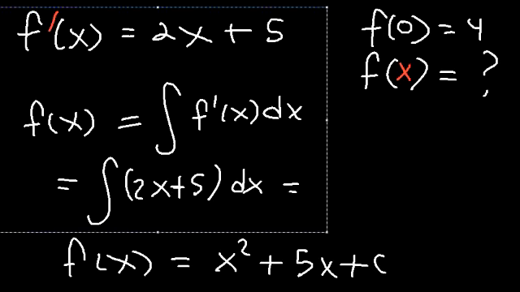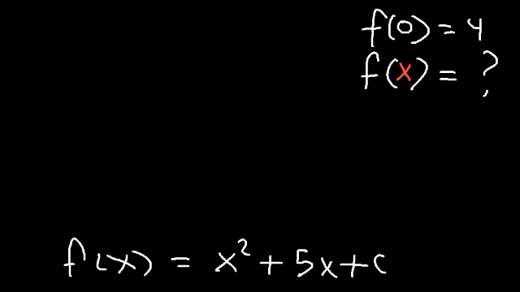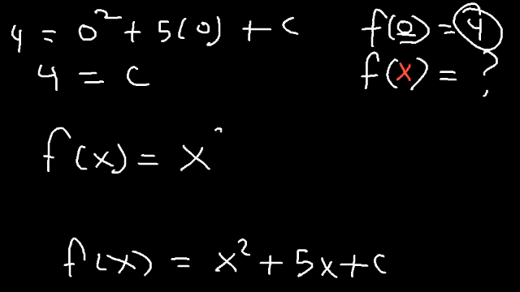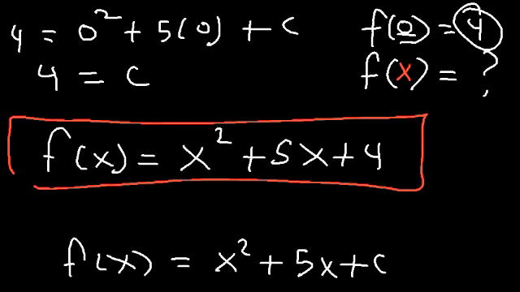So now our goal is to find the value of c. We're going to replace f of x with 4 and x with 0. So 4 is equal to 0 squared plus 5 times 0 plus c. So we can see that c is 4. Therefore f of x is x squared plus 5x plus 4. And that's how you could find a function f of x given f prime and a point.